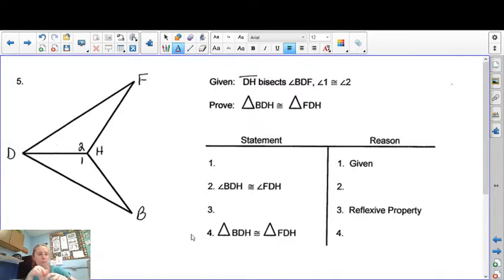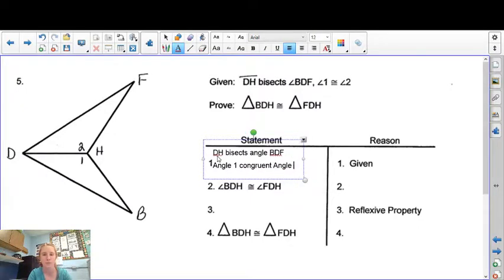Number 5. Gotta start with our given. Nothing is marked, so we're good to go. We're just gonna do some typing. So DH bisects angle BDF and angle 1 congruent to angle 2.